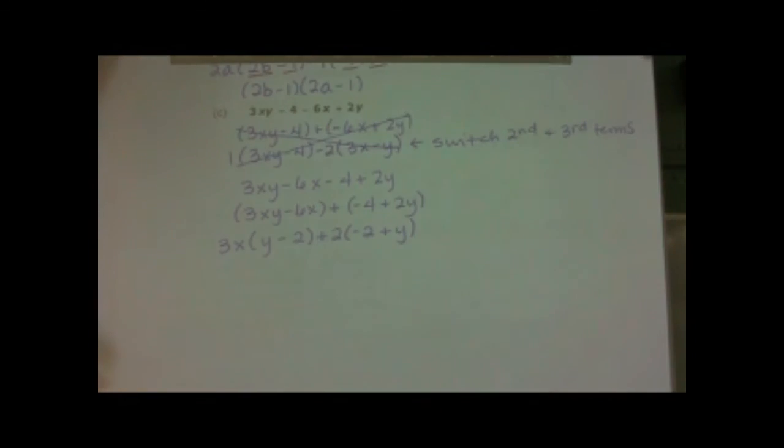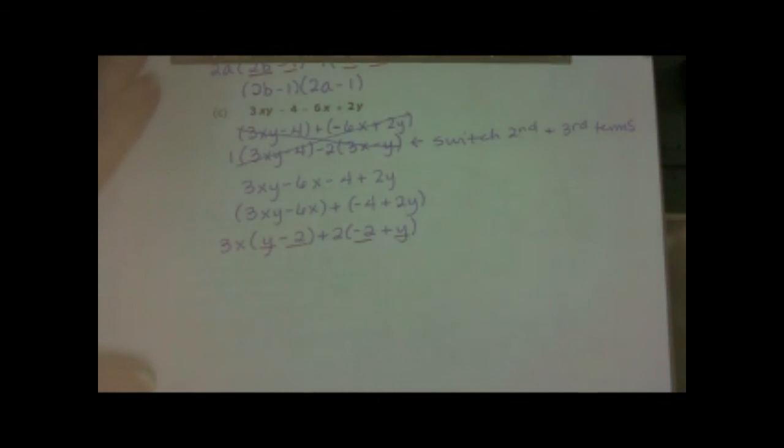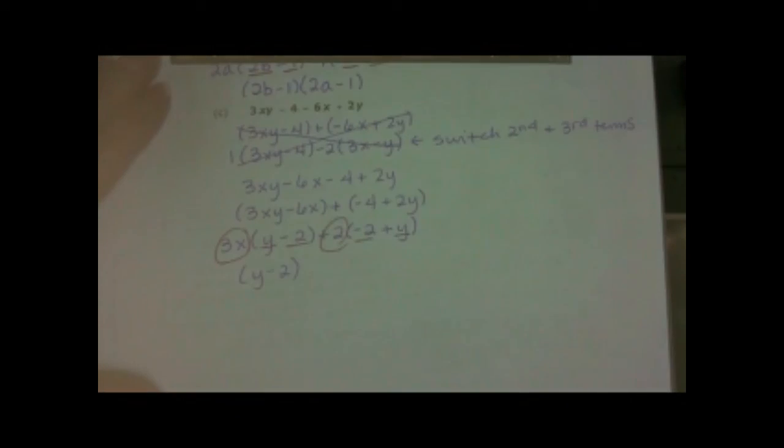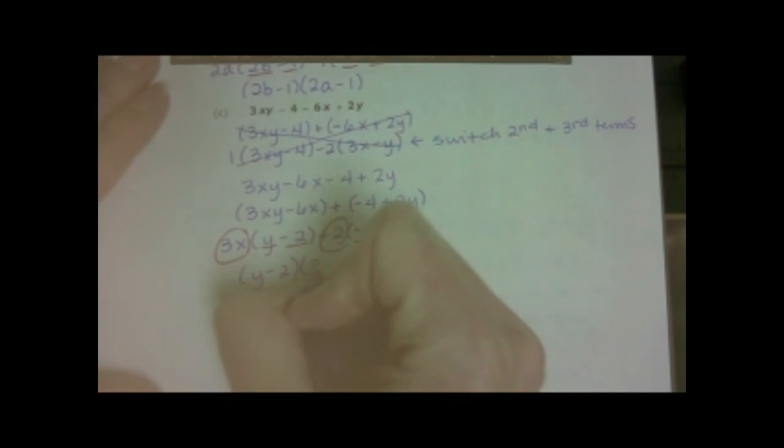plus y. And even though these two binomials don't look the same right now, they are because they have the same signs. The y is positive, the 2 is negative. So factor that y minus 2 out to the front. And in parentheses, we have what remains, which is 3x plus 2.